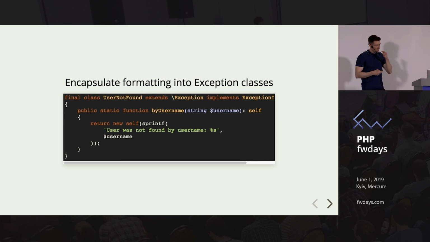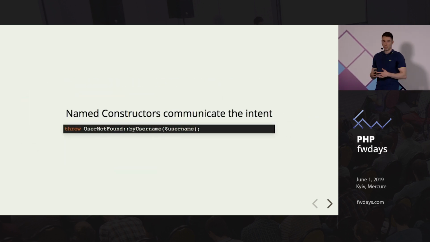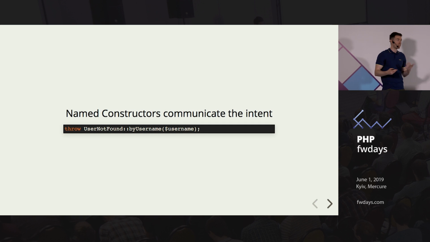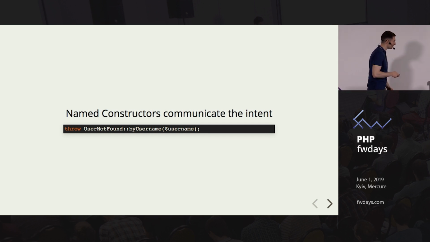Named constructors are not only good for formatting exception messages, of extracting that logic into exception classes themselves, but they are also very good at expressing intent. Because right now, when you are throwing this exception, your code becomes much more readable and expressive. It's almost like reading a sentence: throw user not found by username.